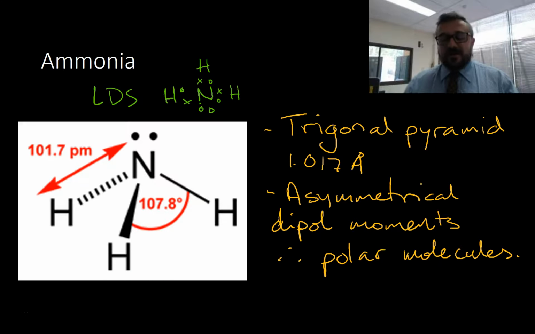Now let's look at ammonia. Now ammonia has 3 unpaired electrons on the nitrogen, and each hydrogen has 1 unpaired electron. So we end up with 3 bonding pairs here and 1 lone pair. Again, it's not bent because there's an extra pair in there, so it becomes this trigonal pyramid. And the distance is 101.7 picometers.